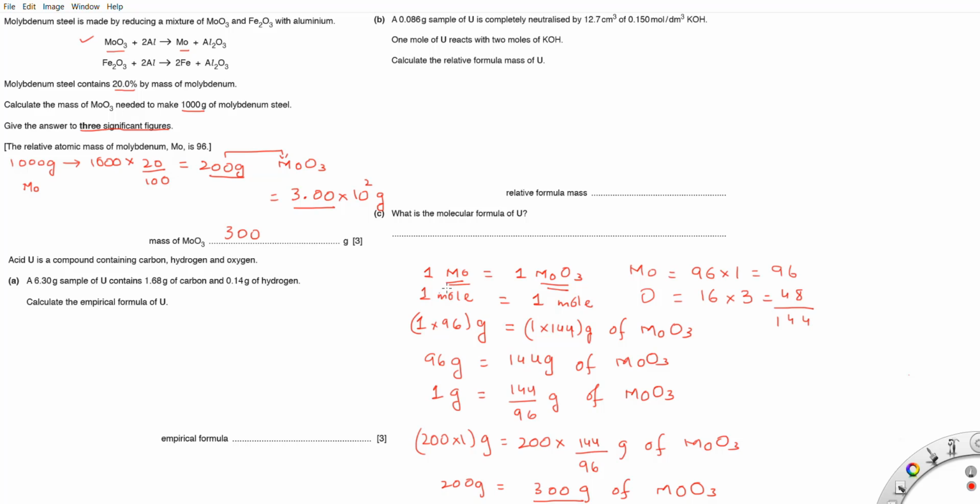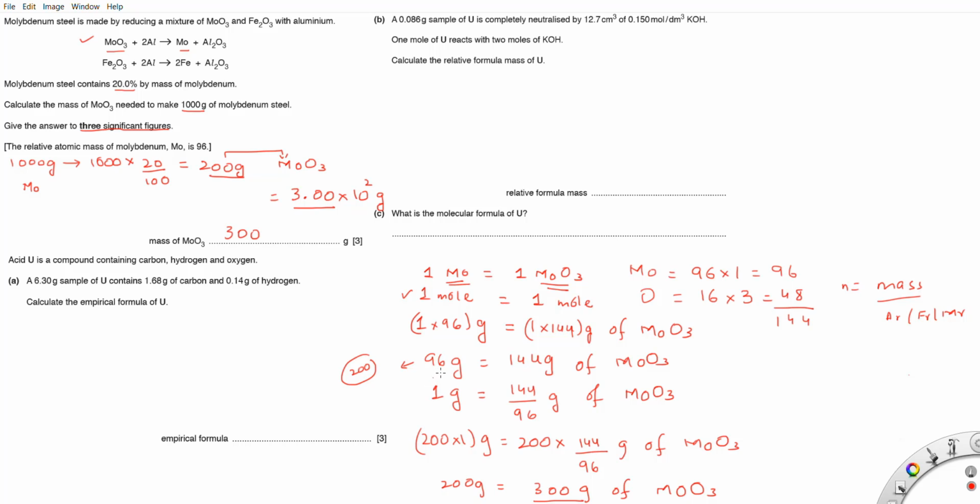I started from the equation: 1 mole of molybdenum produces 1 mole of molybdenum oxide. Then we converted moles to mass using the formula we have done previously, mass over relative atomic mass or molecular mass. So we utilize this to convert from moles to mass, and this becomes 96 grams and 144 grams. According to the equation, this was not 96, this was 200. So in order to make this 200, I started by making it initially 1.